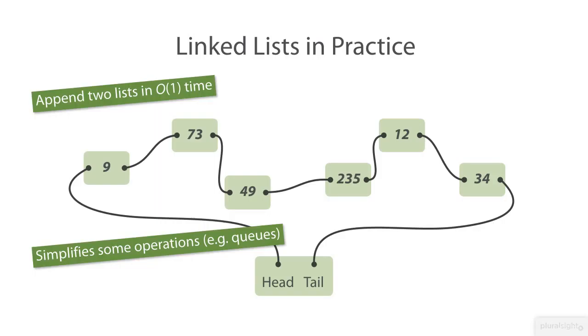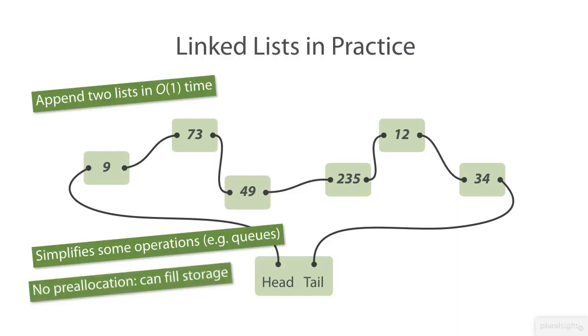Another benefit of linked lists may be their independence of pre-allocated continuous storage. Instead, we can just add elements one at a time until storage is completely full.